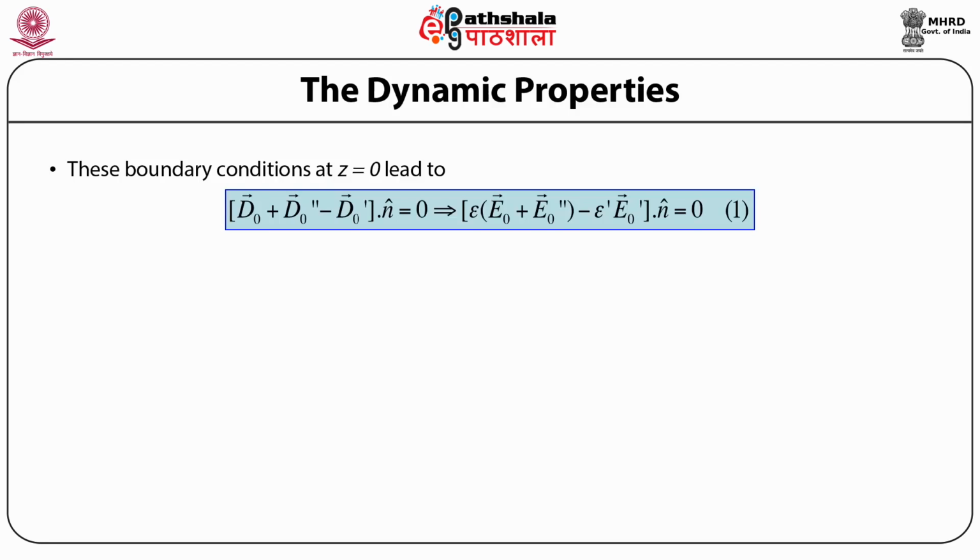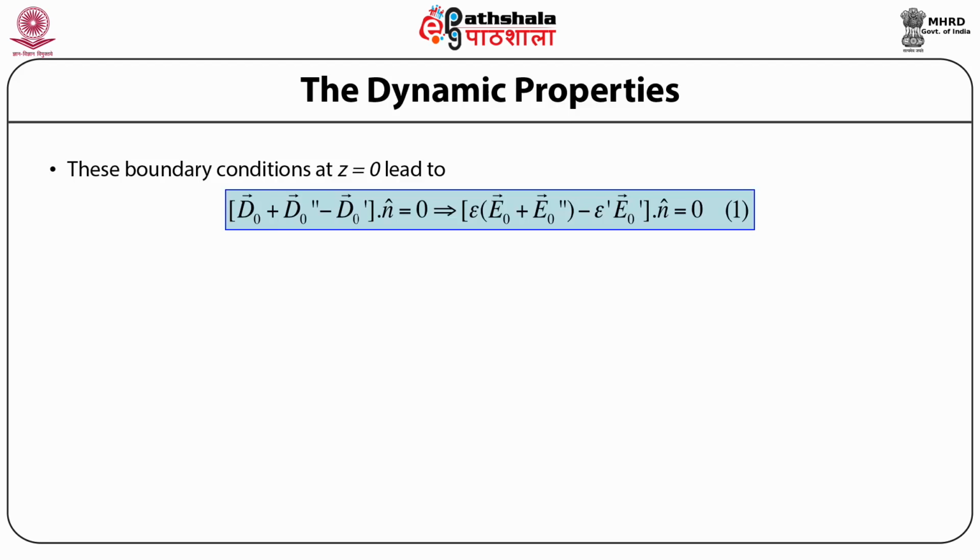And from this equation, because if one writes the electric displacement vector in terms of the electric field vector, then one can write down this equation as bracket open epsilon times the amplitude of the electric field vector of the incident wave plus the amplitude of the electric field vector of the reflected wave bracket close, minus epsilon prime times the amplitude of the electric field vector of the refracted wave, whole bracket close dot product with the unit vector n cap is equal to 0.